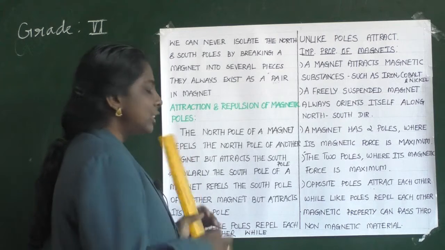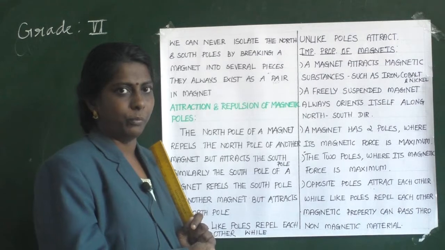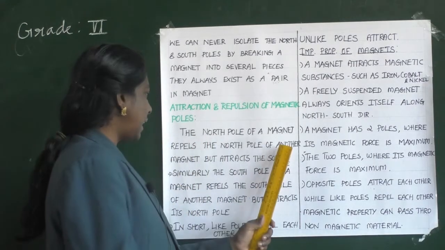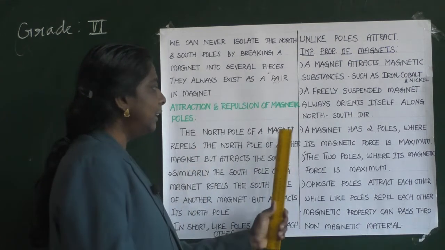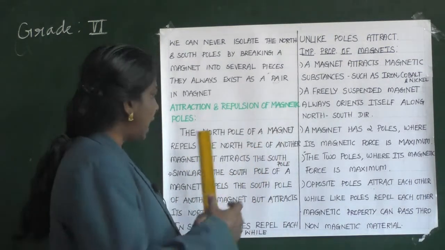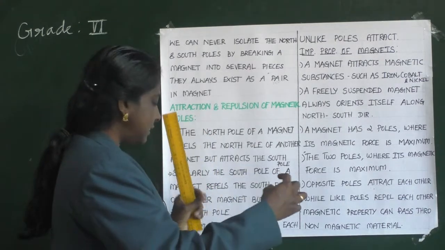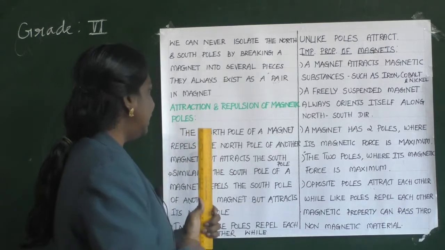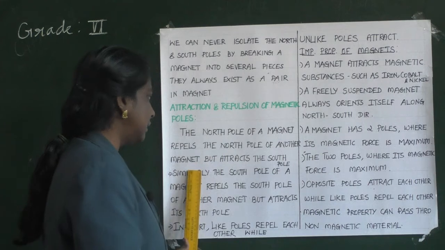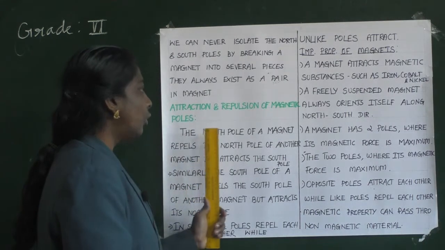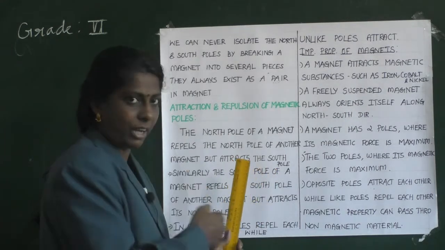Now, let us learn about attraction and repulsion of magnetic poles. So, now as you all know, a magnet has two poles, north pole and south pole. Okay. The north pole of a magnet repels the north pole of another magnet. So, here they are having two magnets, and they are keeping both the north poles together nearby, and then the north pole of the magnet repels the north pole of another magnet. But if you are keeping the north pole of a magnet nearby the south pole of another magnet, it attracts.